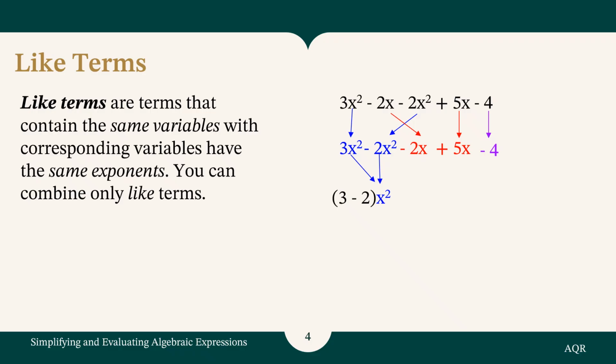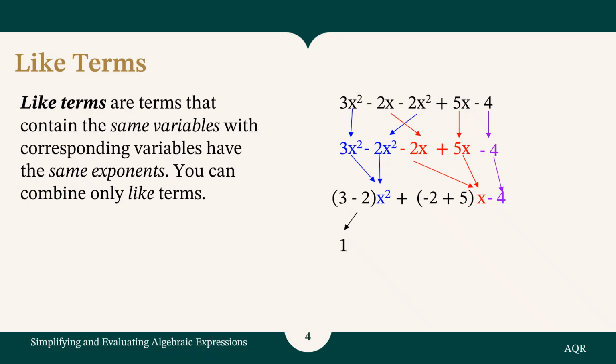For the negative 2x plus 5x, we could take out an x. And what we're left with is negative 2 plus 5. And finally, we could drop the constant, which is negative 4. Now we could combine what's inside the parentheses.